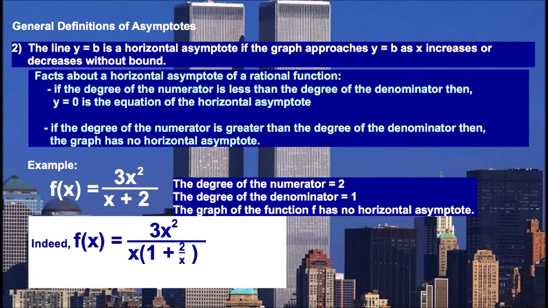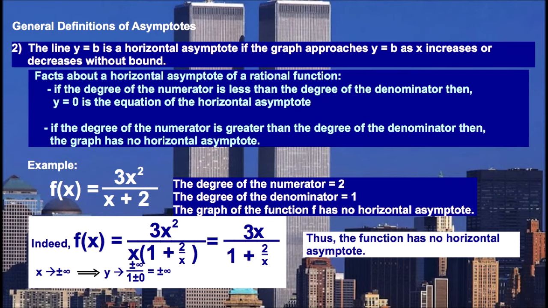Indeed, f of x equals 3x squared, everything over x times the quantity 1 plus 2 over x, which equals 3x, everything over 1 plus 2 over x. When x approaches positive or negative infinity, y approaches positive or negative infinity over 1 plus or minus 0, which equals positive or negative infinity. Thus, the function has no horizontal asymptote.